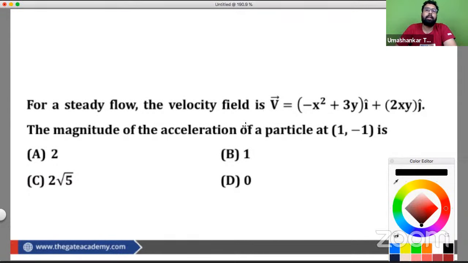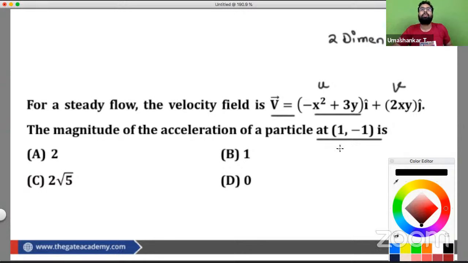Now for a steady flow, the velocity field is this. First of all, this is U and this is V. There is no component of W, so it is a two-dimensional flow. Some students ask me: sir, by using the continuity equation we can find W, so why are we not doing that? Here, see that in the coordinate system only the x and y coordinate values are given, which obviously means it is a two-dimensional system. Otherwise, the z coordinate would also be given.